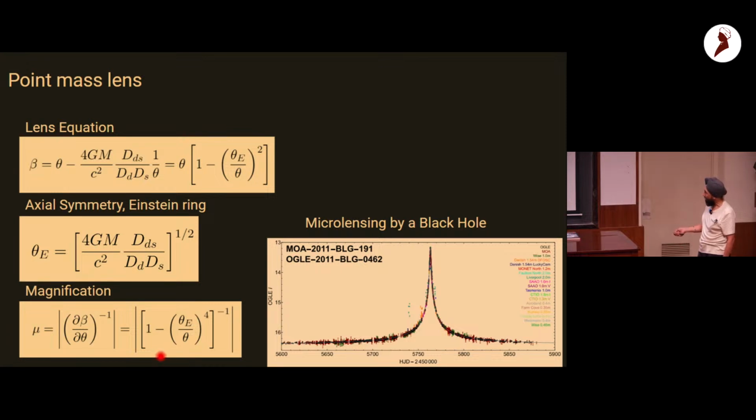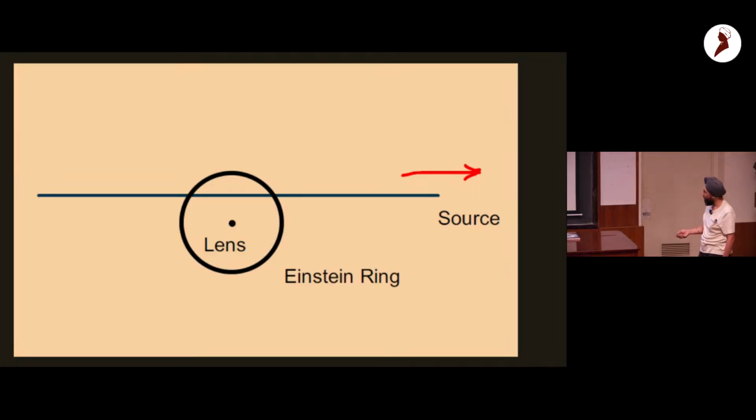So on the right, I show an example of microlensing by a black hole, which is about as close as you can get to a point mass lens. On the x-axis, you have time in days, and on the y-axis, you have the observed flux from a distant star. People observed, and this observation was done in 2011, that the flux went up and then it came down. So what is happening over here?